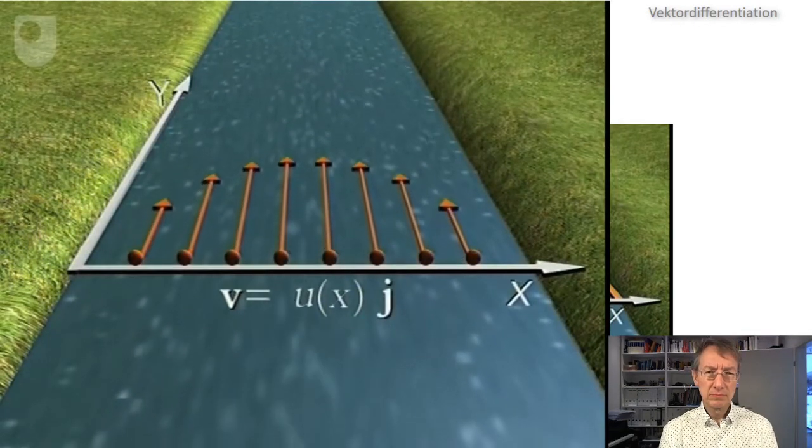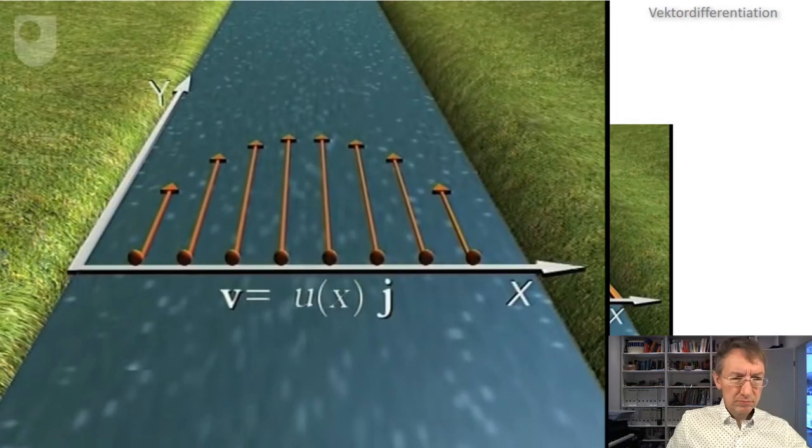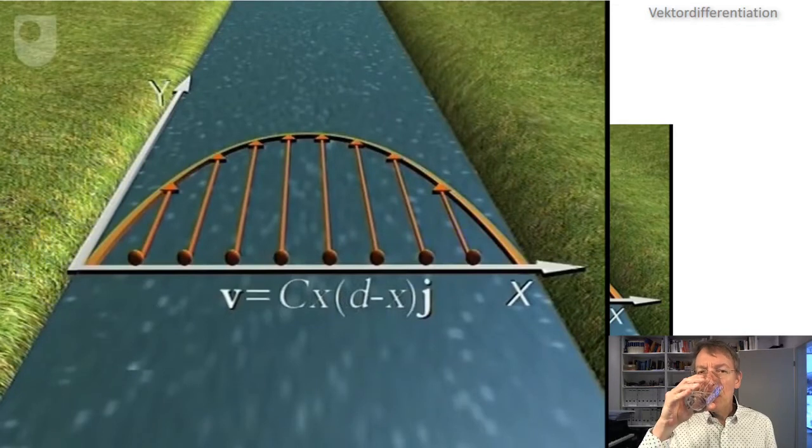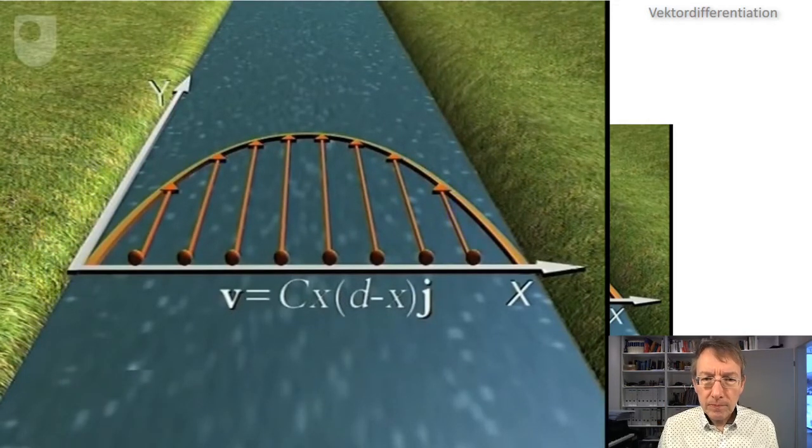Well, the simplest possibility is parabolic. U of x equals cx times d minus x, where c is a constant. And so our model for the surface velocity field v is this.